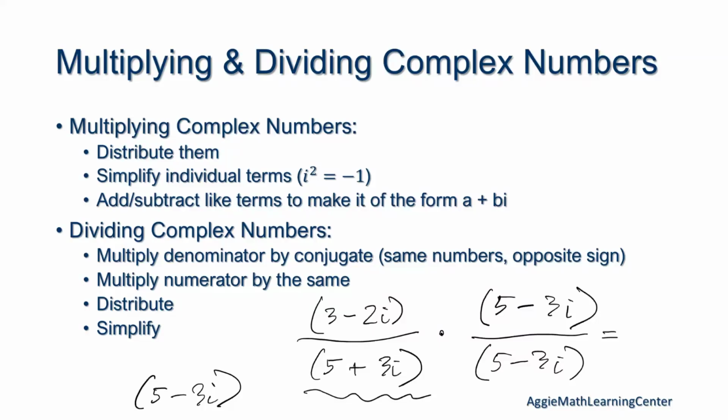When we do this, we'll distribute and FOIL just like what we did before with multiplying. And when we do, our denominator will be 25 minus 9i squared. And the i squared will just simplify to being plus 9.